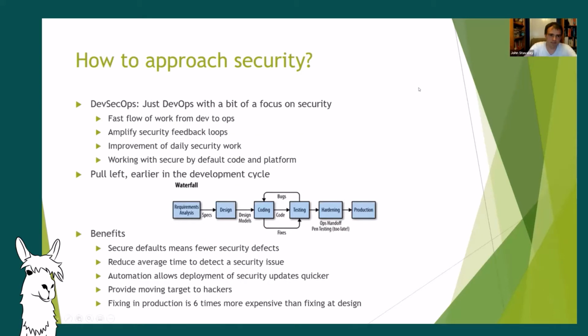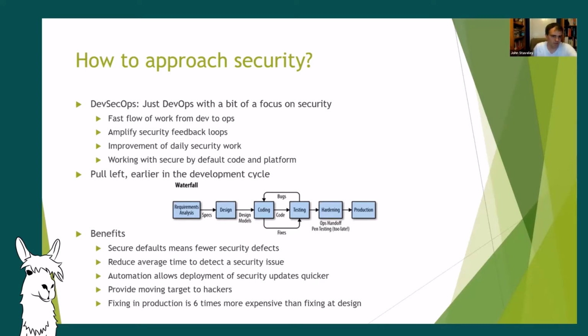So how do we approach security? DevSecOps is just DevOps with a bit of a focus on security. So I'm explaining how we put security in each of those phases as we go through the talk. DevOps is how we implement a fast flow of work from dev into operations. So we do a check-in, it gets committed, built, deployed, and then checked all the way through. And then amplifying those security feedback loops at each stage through the unit tests, through what the tooling tells us, and then through into the cloud, what the cloud-native tools can tell us. And we're looking to improve our daily security work as much as possible. So more on that in a bit.